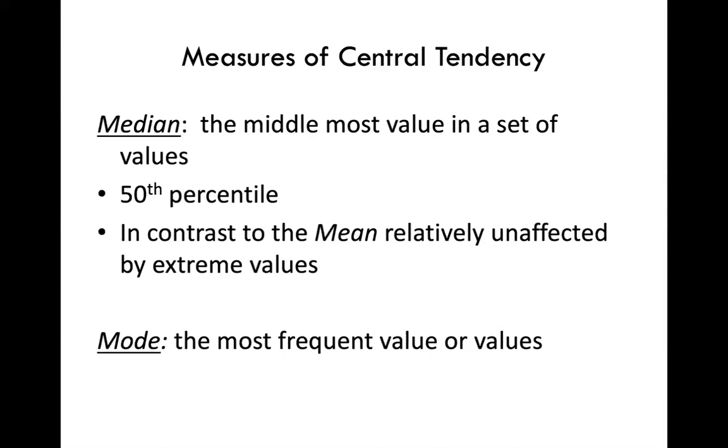Another measure of central tendency is what we call the median. The median is the middlemost value in the set of values, or the 50th percentile. In contrast to the mean, it is relatively unaffected by extreme values. When your data do have extreme values, you have to decide how you want to treat them. If you believe that these are real data and you want to include them, versus an error or something like that, then the median may be a better measure to describe those data.